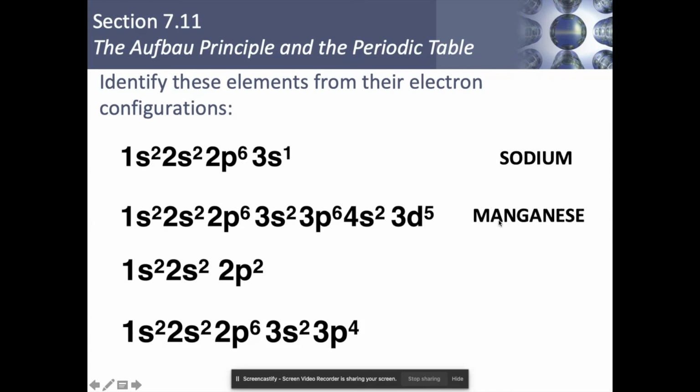You get manganese's atomic number. Add these together, 2, 2, and 2. That should be pretty easy, right? That's just carbon. That's 6. 2, 4, 6. Here I have 2, 2, 6, 2, 4. Okay, that would be sulfur then, if I'm looking at my periodic table.